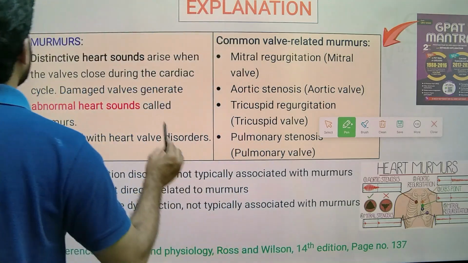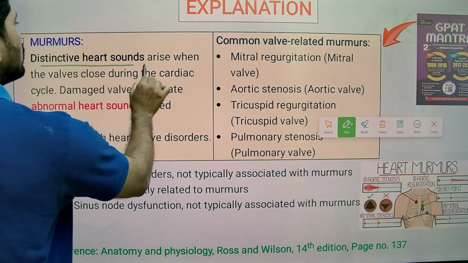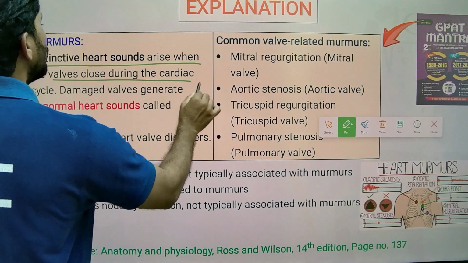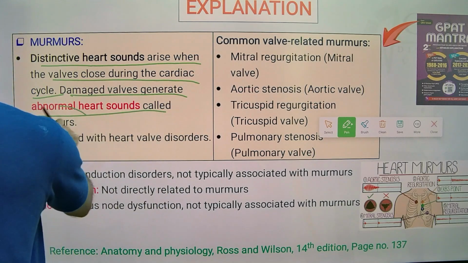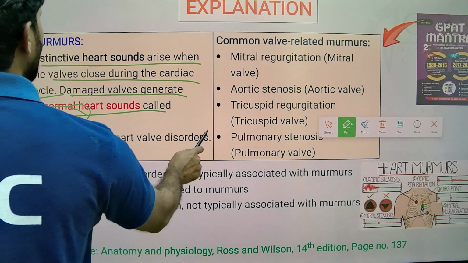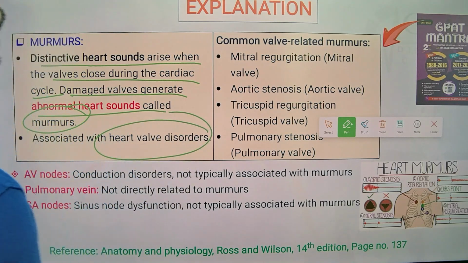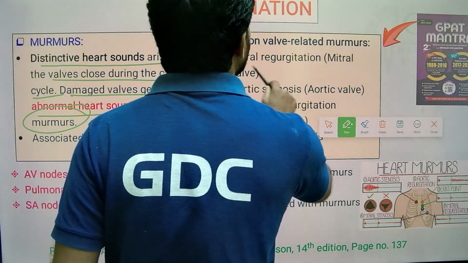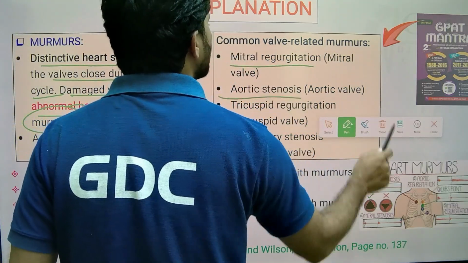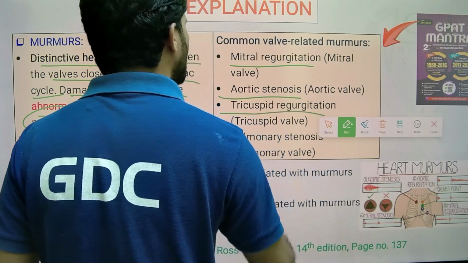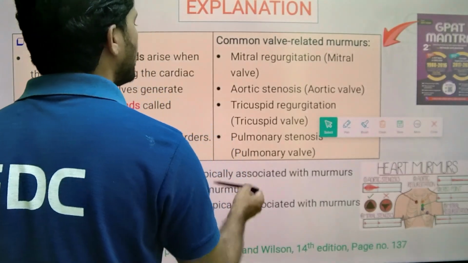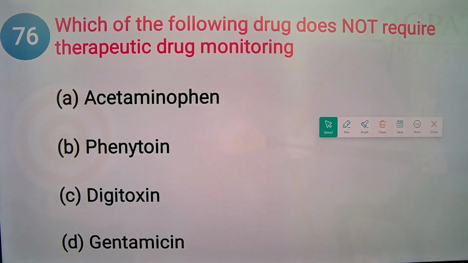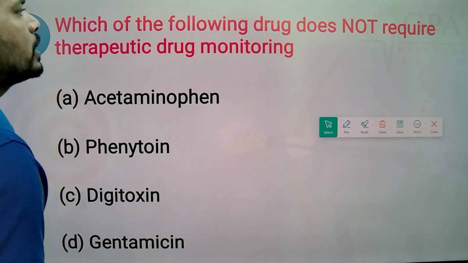Murmurs are nothing but distinct heart sounds that arise when valves close during the cardiac cycle. Damaged valves generate abnormal heart sounds called murmurs, associated with heart valve disorders. Common valve-related murmurs include mitral regurgitation, aortic stenosis, tricuspid regurgitation, pulmonary stenosis. Stenosis means hardening of arteries.